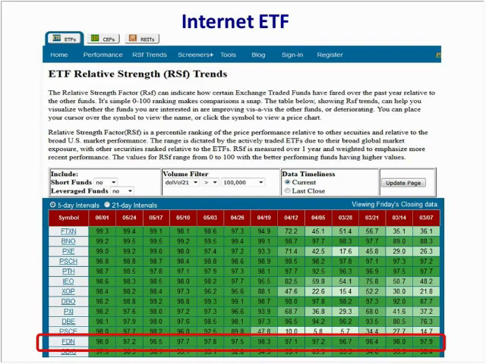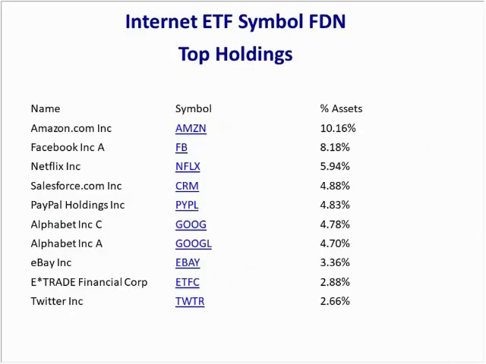It's been in a strong uptrend for a while, so we selected this because of the high relative strength, currently at 98%. And here's the components for the Internet ETF, symbol FDN. It has Amazon, Facebook, Netflix, Salesforce, PayPal, Google, Twitter. So you can see these are Internet stocks, and these are the largest components of the FDN ETF.